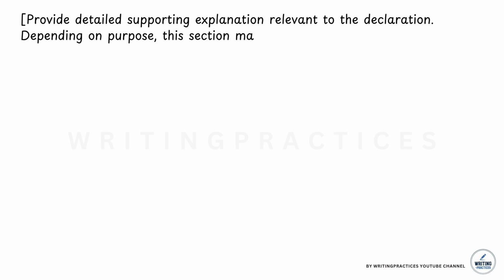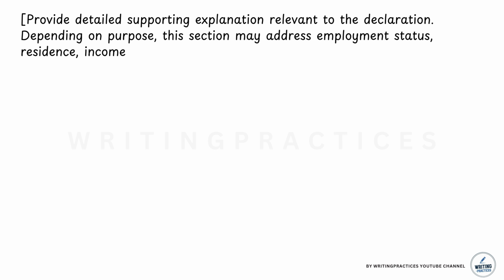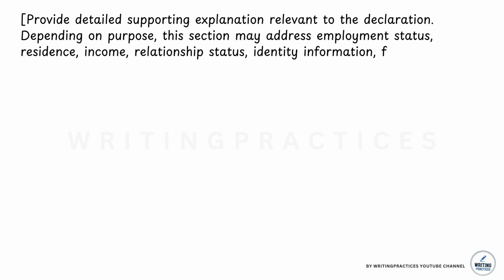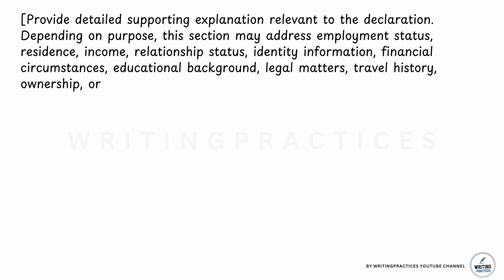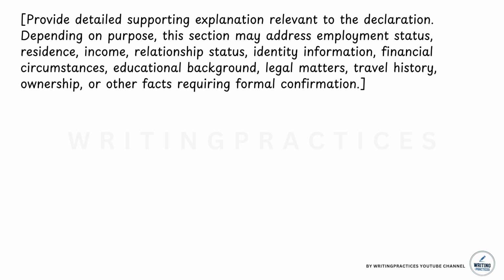Supporting explanation paragraph. After stating the declaration, provide detailed supporting information. For example, my self-employment activities began in January 2023, and I provide software development, technical consulting, and project management services to domestic and international clients. My income is generated through project-based contracts, consulting agreements, and recurring service arrangements. This section gives context, background, and supporting facts that strengthen the credibility of your declaration.